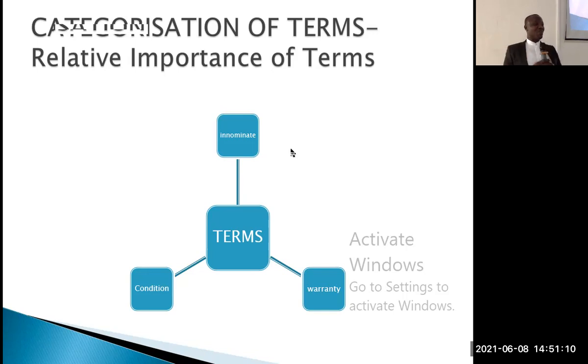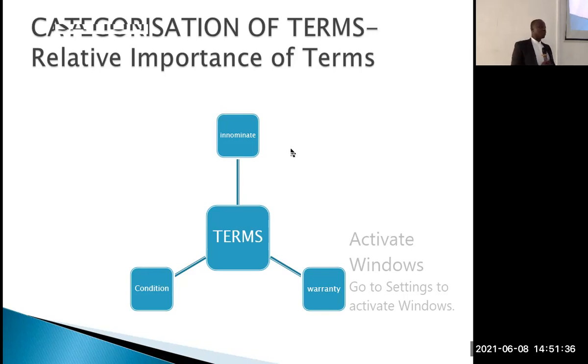But now let's continue with relative importance of terms of contracts. As I was telling you, the purpose of this segment of terms is to find out whether terms of contract are of equal importance or some are more important than others. So that is what we want to discuss.